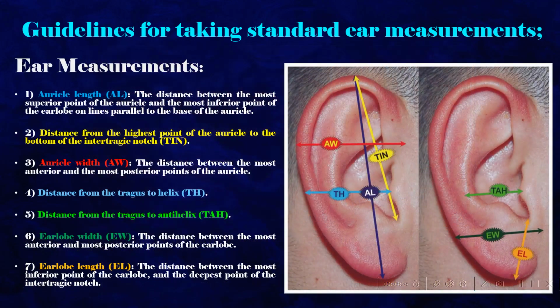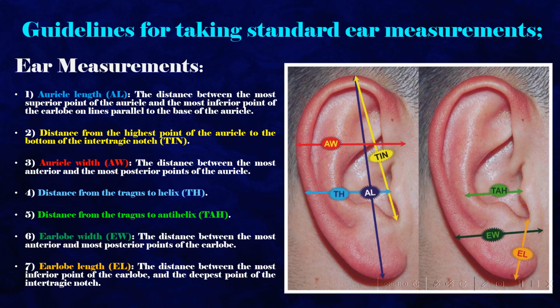Ear measurements. 1. Auricle length, AL, the distance between the most superior point of the auricle and the most inferior point of the earlobe on lines parallel to the base of the auricle. 2. Distance from the highest point of the auricle to the bottom of the intertragic notch, TIN. 3. Auricle width, AW, the distance between the most anterior and the most posterior points of the auricle. 4. Distance from the tragus to helix, TH. 5. Distance from the tragus to antihelix, TAH.